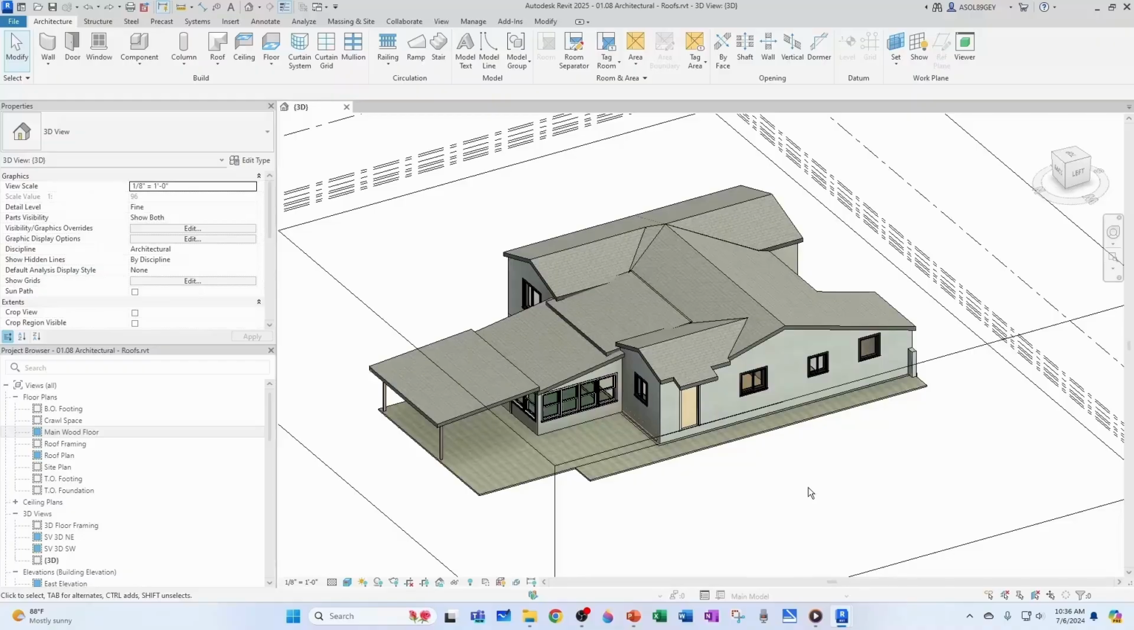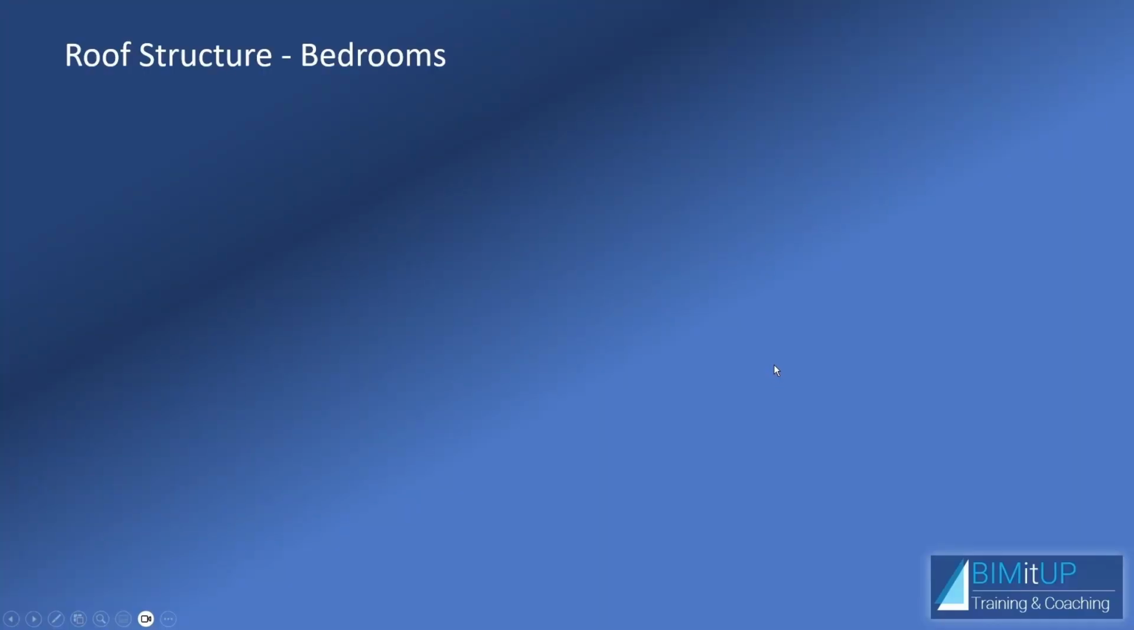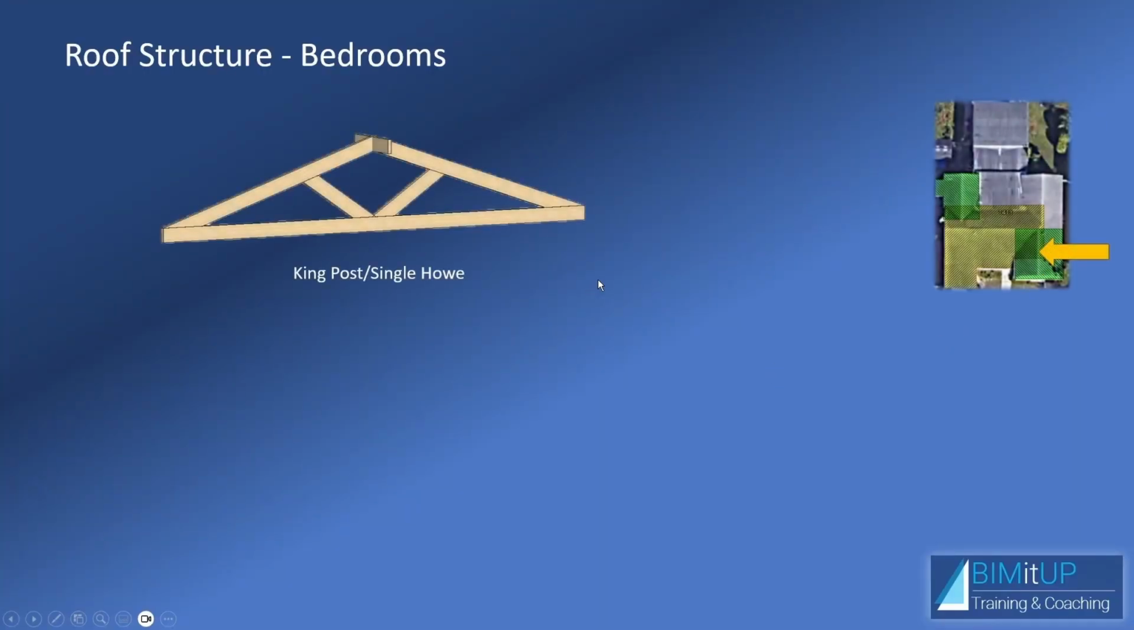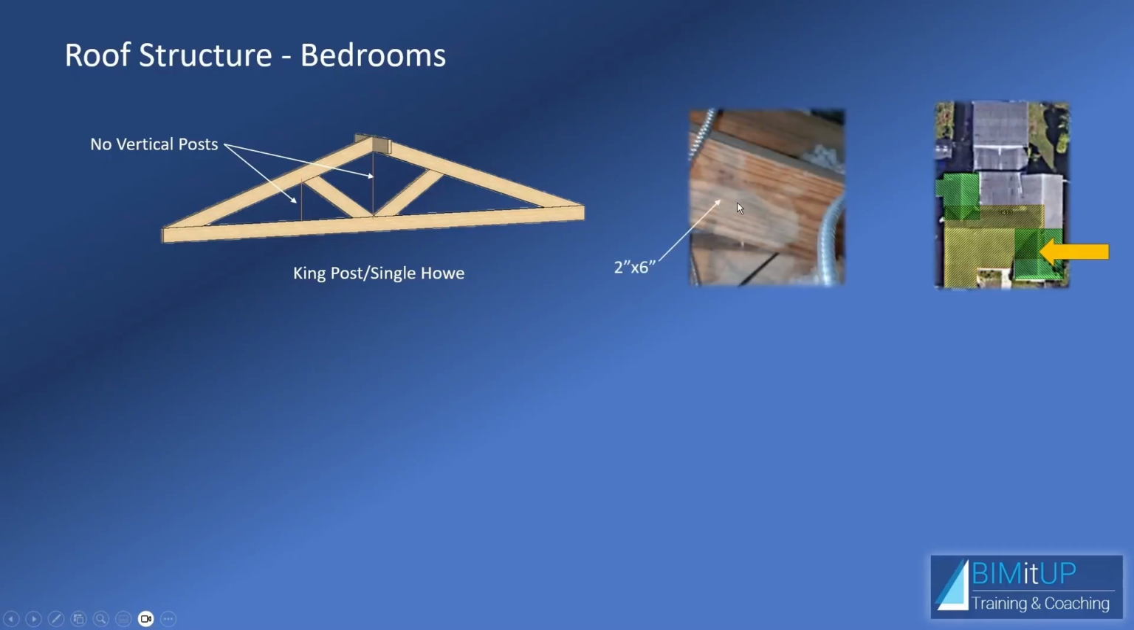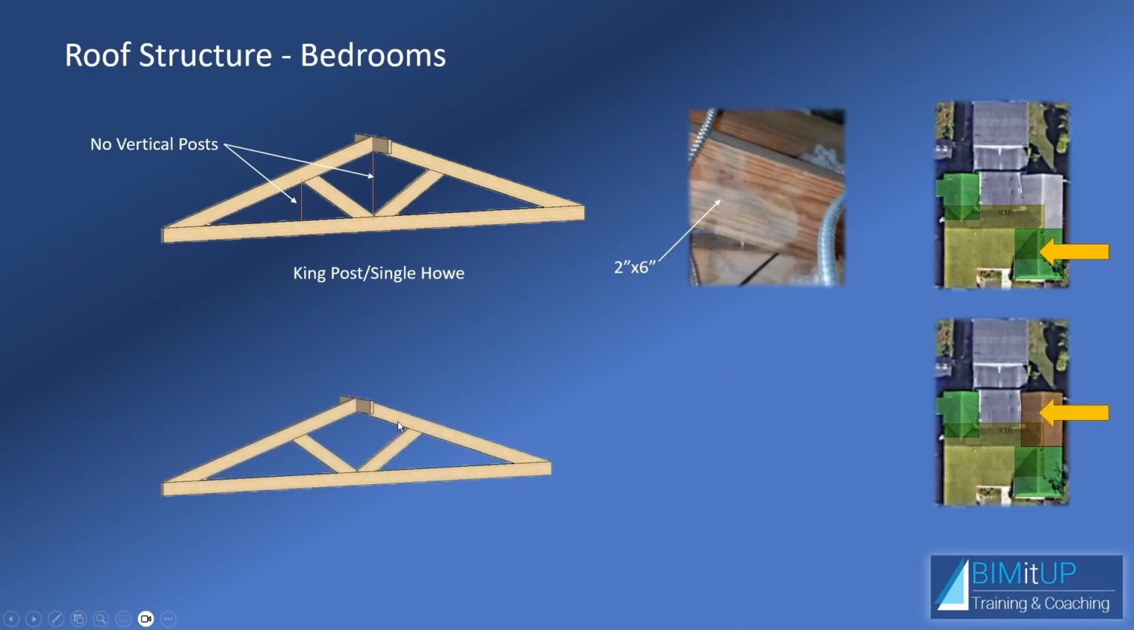Let's get started. All right, now we're ready for our roof structure, and we're going to start with the bedrooms. The first one's going to be the south bedroom, and the roof structure for this is similar to a king post or a single hallway, but it's missing the vertical structural supports. In other words, no vertical posts here. The framing is made out of 2x6s, and in the north bedroom we have a very similar situation, the only difference being the width, which is a little bit smaller than in the south bedroom.